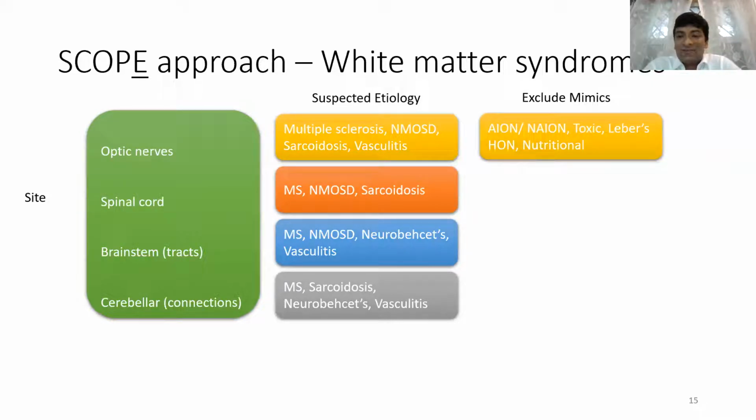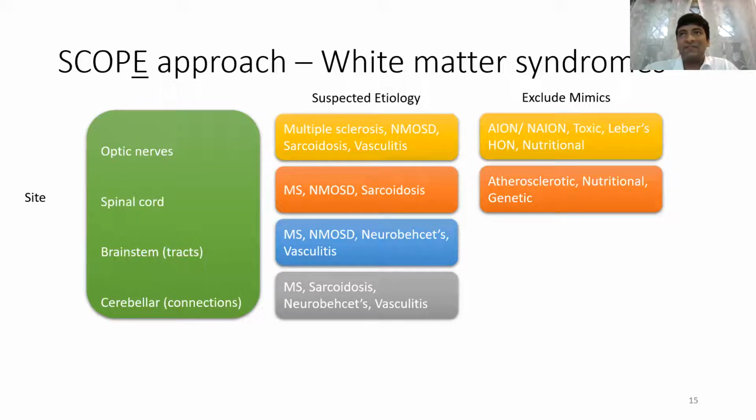Non-arteritic ischemic optic neuropathy is one important non-inflammatory syndrome. Of course, arteritic is an inflammatory syndrome. Toxic disorders like methanol poisoning, various drugs, and ethambutol and so on. And Leber's hereditary optic neuropathy, which is a mitochondrial degenerative syndrome. And nutritional disorders like B12 and copper deficiency, all of these can also mimic optic neuritis. So these need to be carefully excluded.